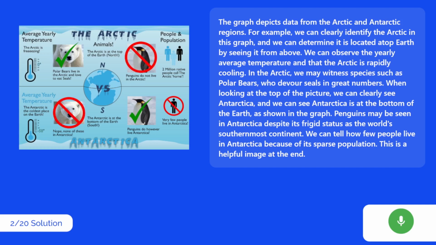When looking at the top of the picture, we can clearly see Antarctica, and we can see Antarctica is at the bottom of the Earth, as shown in the graph. Penguins may be seen in Antarctica despite its frigid status as the world's southernmost continent. We can tell how few people live in Antarctica because of its sparse population. This is a helpful image at the end.